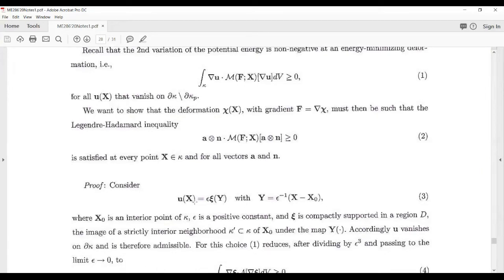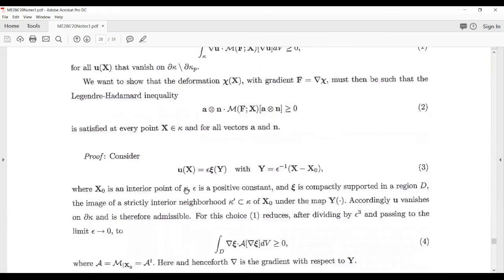Let's pick this u of x: u of x equals some small parameter, a positive number epsilon, times some vector function xi of capital Y. This is just a change of independent variable capital X to capital Y, defined in this way. X naught is some fixed interior point of the reference configuration kappa. Epsilon again is a small parameter. So you can think of this as a map from position X to position Y. We're just relabeling points in the reference configuration.